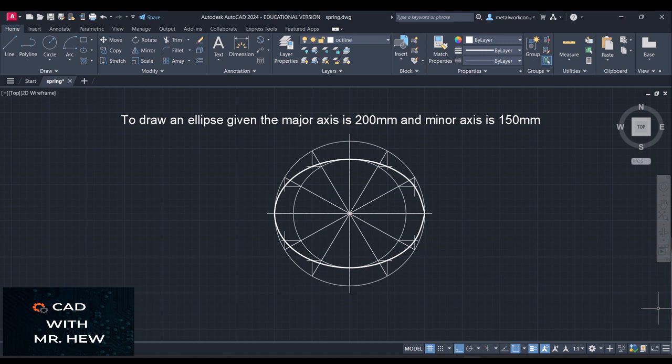In the next video, we'll be doing enlargement. We'll be given a polygon and we're going to enlarge the polygon based on a given ratio.